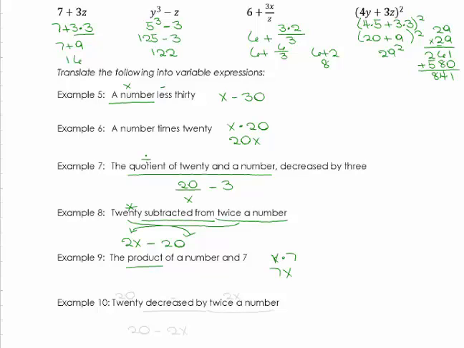Now, example 10 is 20 decreased by twice a number. Now, decreased by is subtraction. Twice a number, however, is multiplication. So twice a number is really going to be 2 times that number, or 2x. I can write 20 decreased by twice a number. And those are my translations.